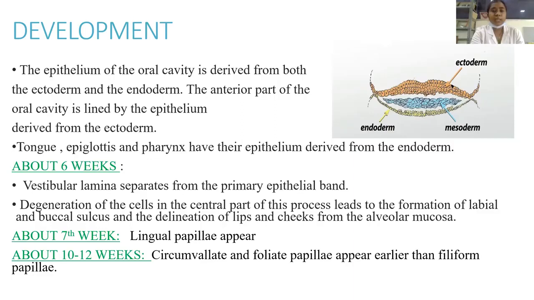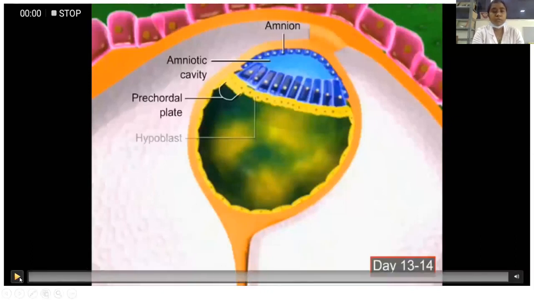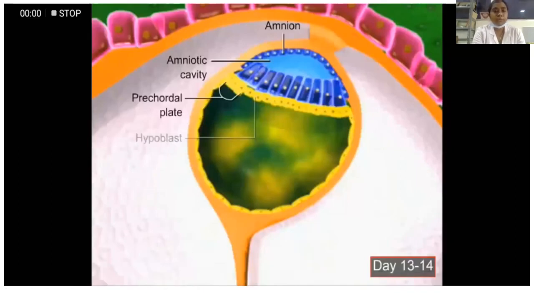About the 7th week, lingual papillae appear, and around 10 to 12 weeks, circumvallate and foliate papillae appear earlier than the filiform papillae. So this video shows the development of ectoderm, endoderm, and mesoderm.